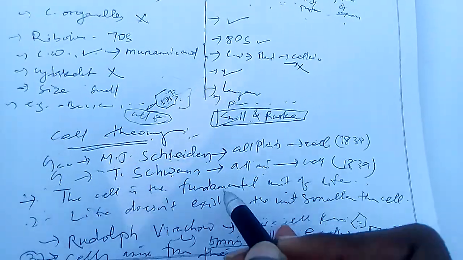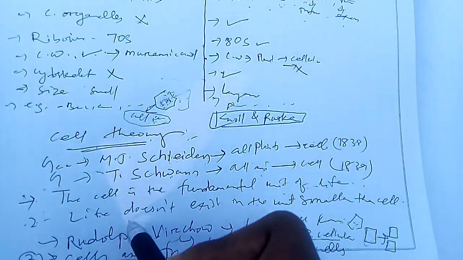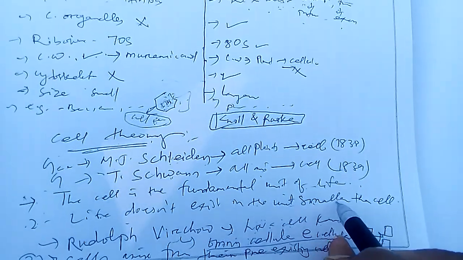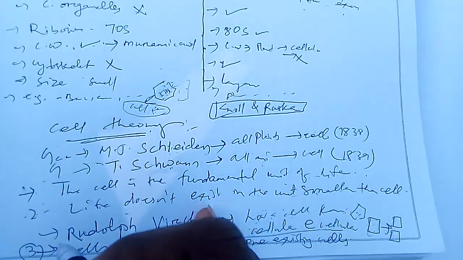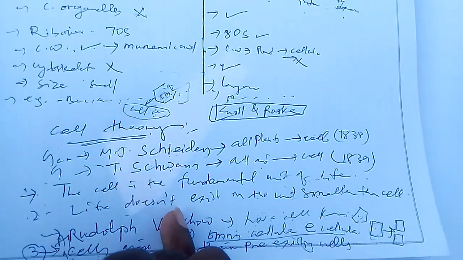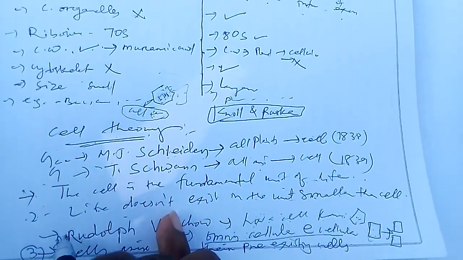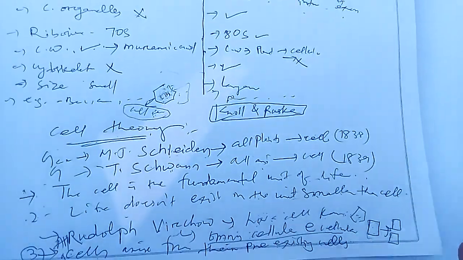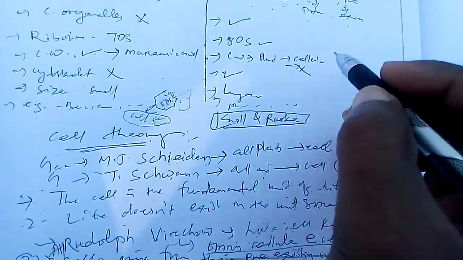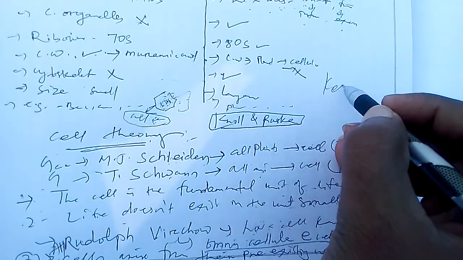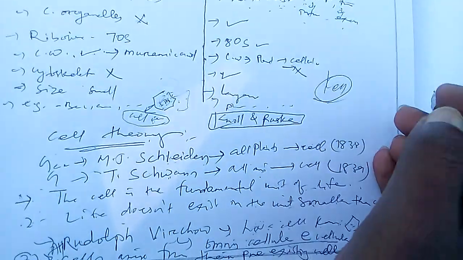That is, the cell is the fundamental unit of life. Life does not exist in a unit smaller than the cell. And all cells arise from pre-existing cells. So this is the basic information about the cell that we discussed in this video.